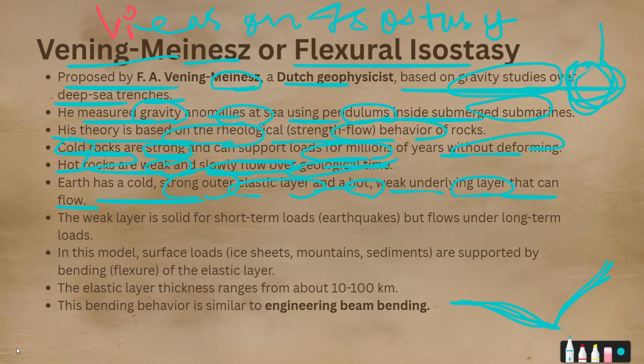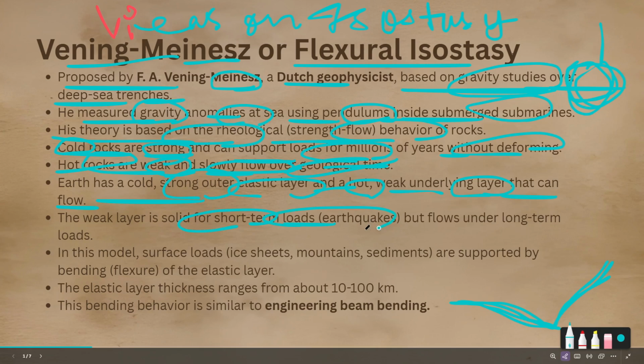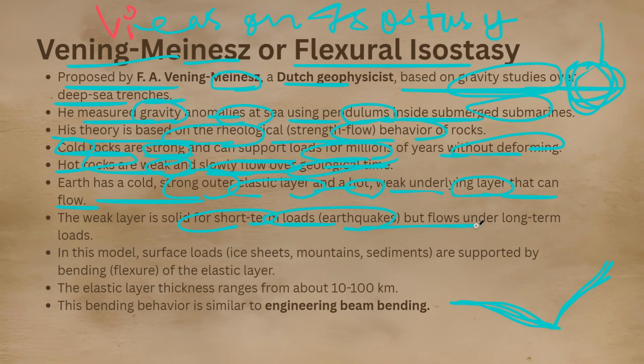The weak layer is solid for short-term loads, but flows under long-term loads. So this underlying weak layer is solid but weak for short-term loads, like earthquakes and such. But it flows, meaning it converts into liquid form over a long time.